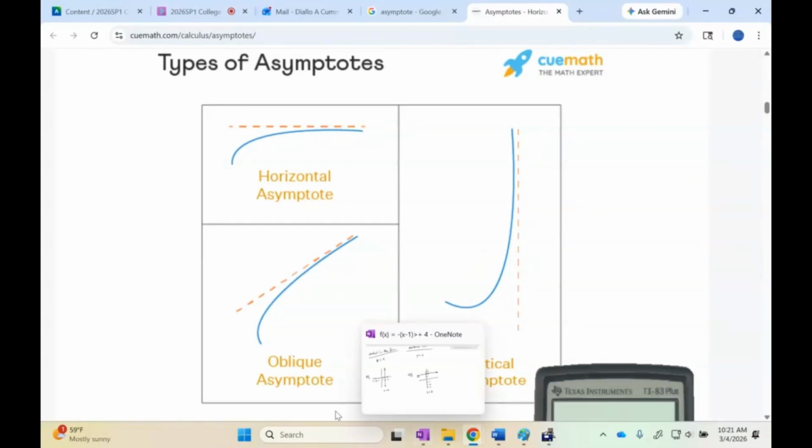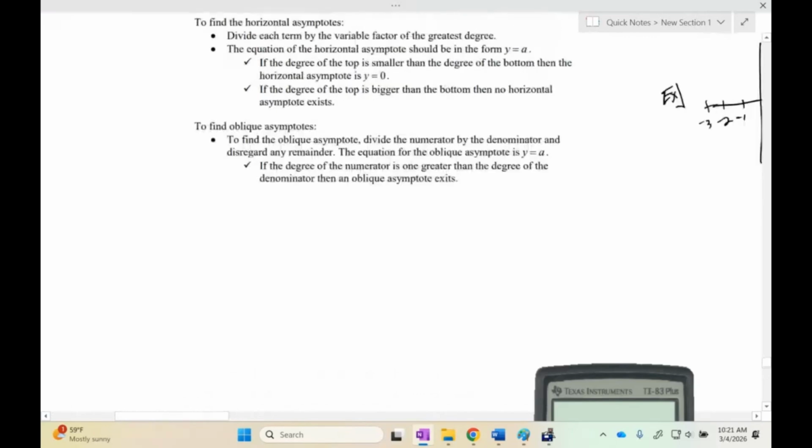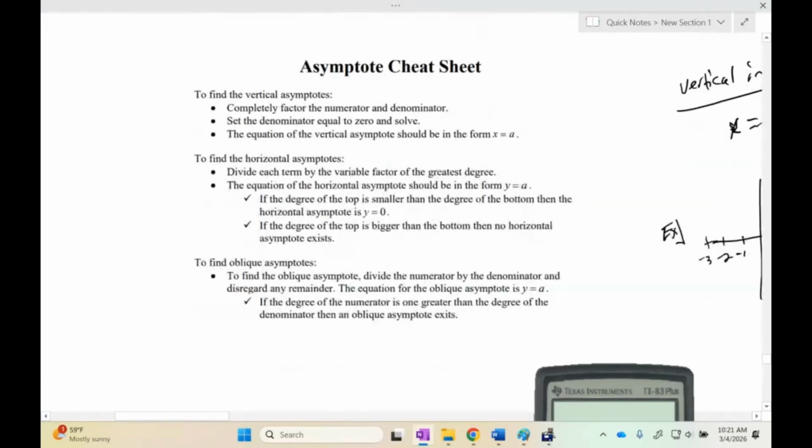I should have a picture of that on the notes. All right, so what we have here are some steps to find asymptotes, and I just call this an asymptote cheat sheet. And I would use this on the test. So it says to find the vertical asymptotes, that's the vertical line, completely factor the numerator and the denominator. Then you set the denominator equal to 0 and you solve it.